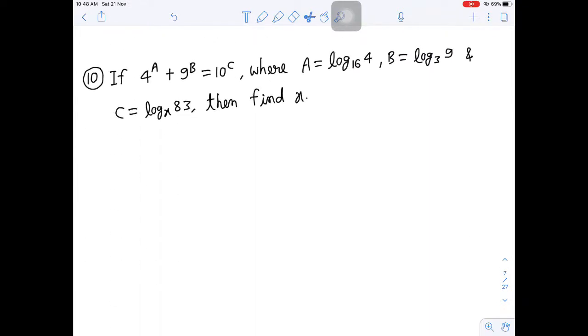Okay, now we will discuss question number 10. So in question number 10, it is given that if 4 to power a plus 9 to power b is equal to 10 to power c, where a equals log 4 base 16 and b equals log 9 base 3 and c is equal to log 83 base x, then you have to find x.